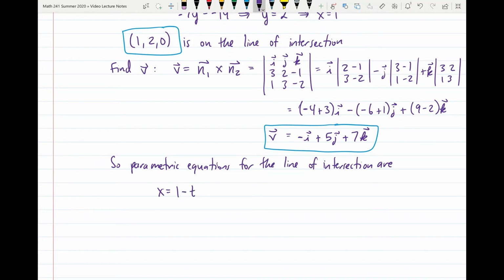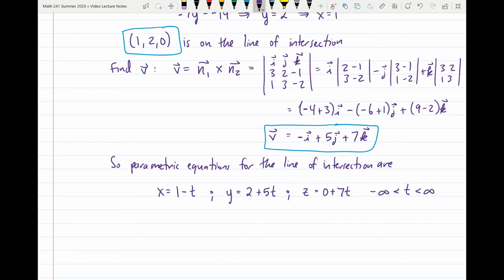minus t, where we get this minus 1 times t, because minus 1 is the i component of our vector v. Then we get y is equal to 2 plus 5t, where again 2 is the y-coordinate of the point on the line, and 5 is the j component of the vector v. And then finally, z is equal to 0 plus 7t. And t is going to be ranging from negative infinity to positive infinity.